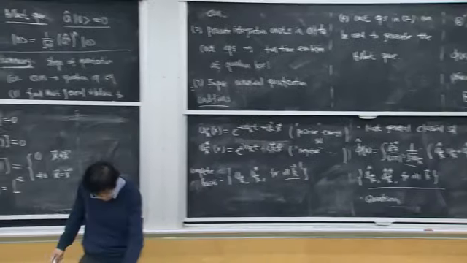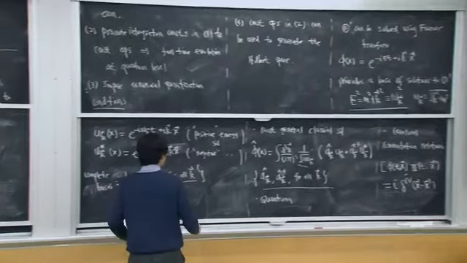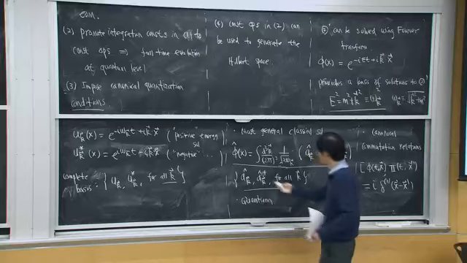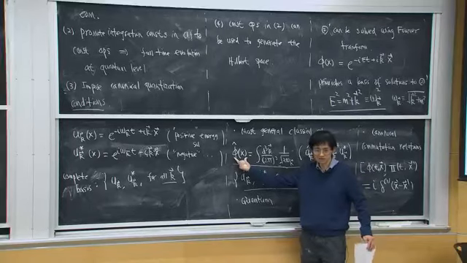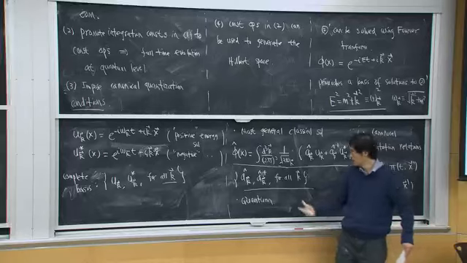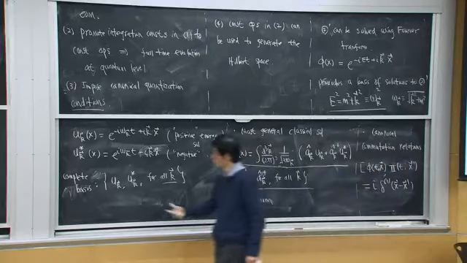Good. So now you can just plug. You have the expression for phi. You take the time derivative of this, and you get the expression for pi. And now you can just plug them into here.